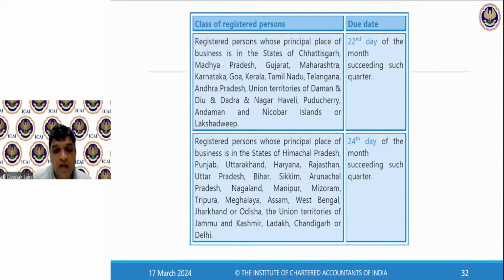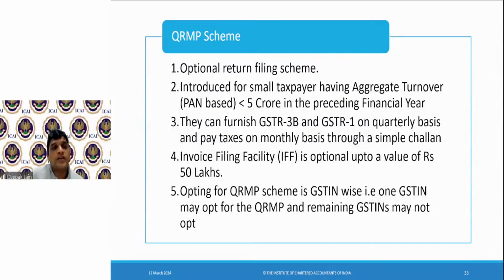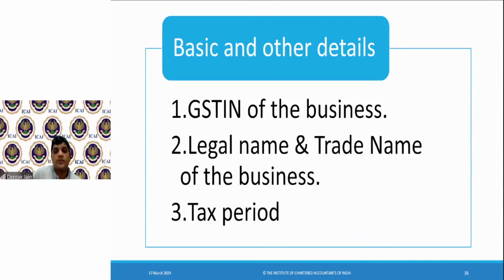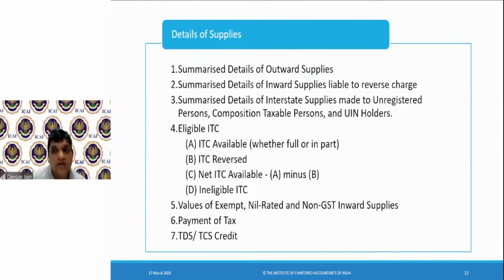Now, what does the QRMP scheme say? Before getting into the QRMP scheme, let us see what details we will upload in GSTR-3B. We'll upload the GSTIN of the business. That will be there definitely. First, you have to give your GSTIN number. Even if you log in, these details will already be there: GSTIN, legal name and trade name. You have to select the tax period. Then you have to give the technical details, which are the important details. What details do you give? Summarized details of outward supplies.